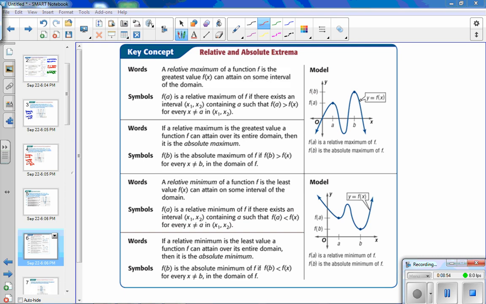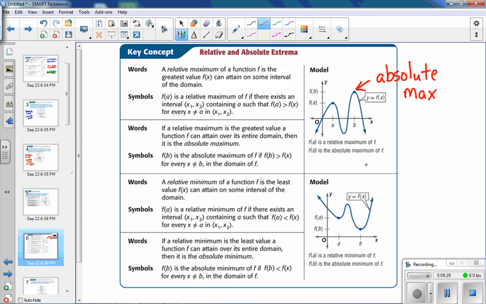If you look at B here, when x equals B, f of B is also a relative max because it is a maximum point relative to the points on either side. However, this particular value is also an absolute max because it is the absolute maximum value over the entire function. Notice the arrows pointing down. There's no other point on this function that's higher than f of B, so that's an absolute max, whereas f of A is a relative max.